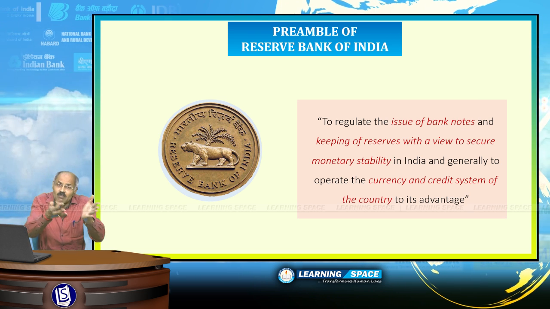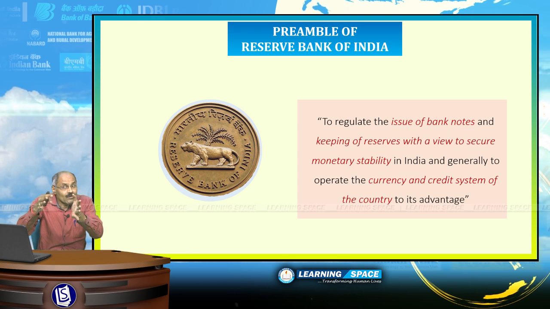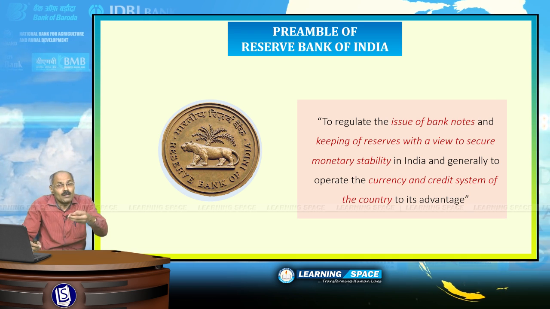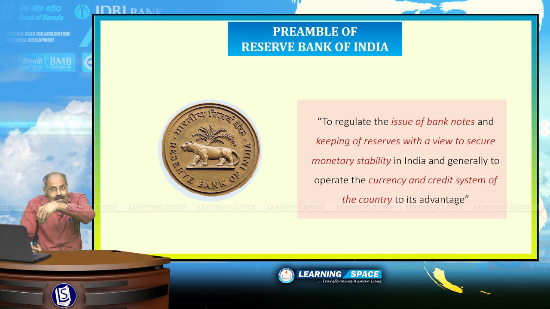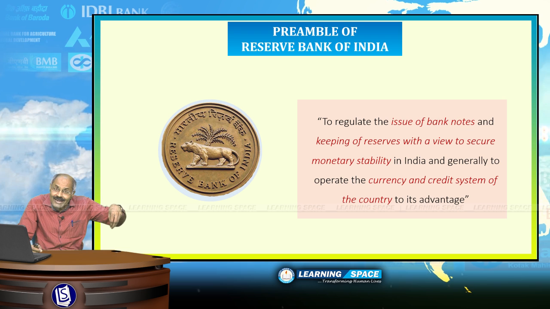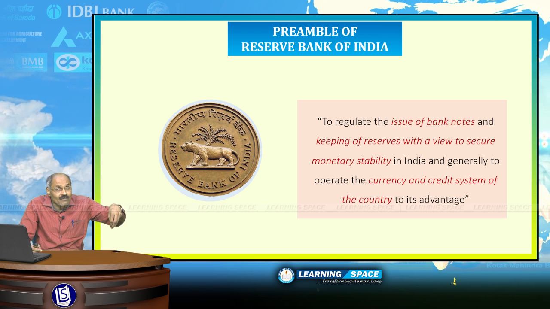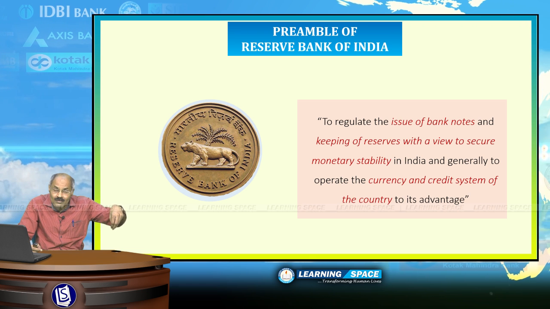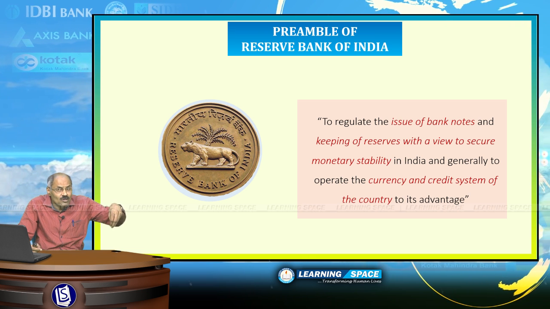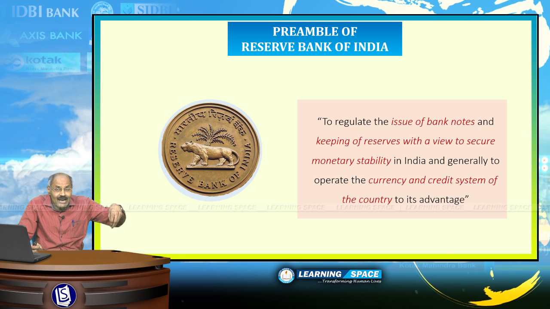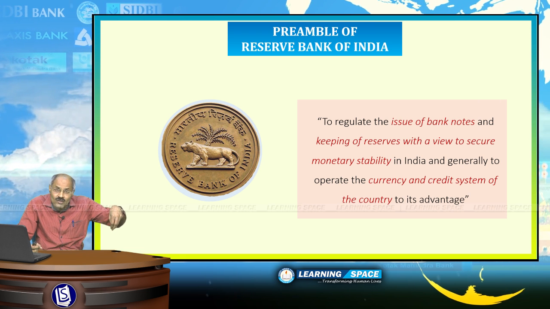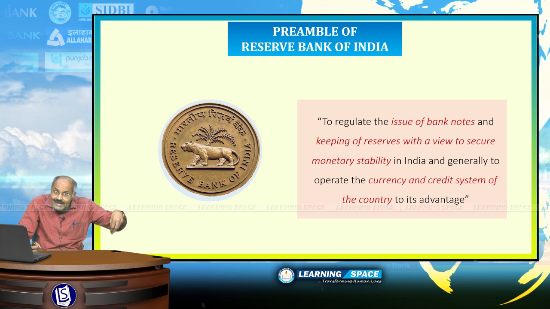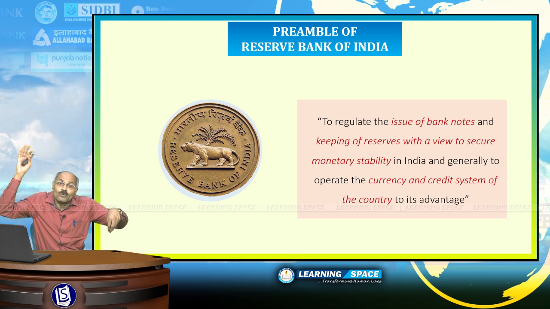Here if you look at the preamble of Reserve Bank of India, please look into the sentence carefully: to regulate the issue of banknotes. So, the Reserve Bank of India is vested with power for regulation of issue of banknotes. How many banknotes are to be issued, and the calculation part and the design part, everything is formulated by Reserve Bank of India, but finally approved by Government of India.